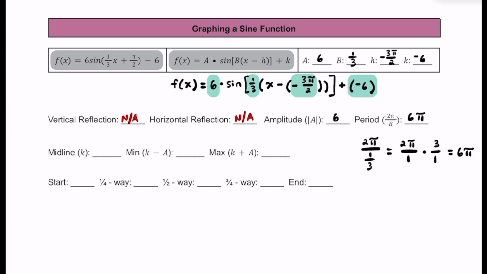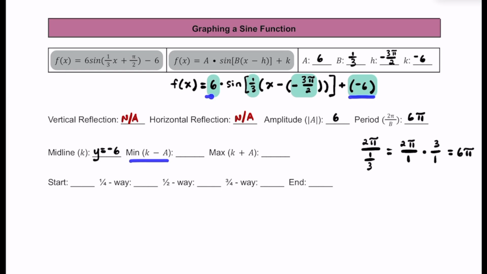Next, for our midline, we know the midline is going to be the k value, and the midline is also always going to be a horizontal line for a sine function, so it's going to be y is equal to whatever the k value is. Now k is negative 6, so that's going to be our midline. Now what's our minimum value going to be for this function? Well, it's going to be our midline take away the amplitude, so our midline is going to be at negative 6.